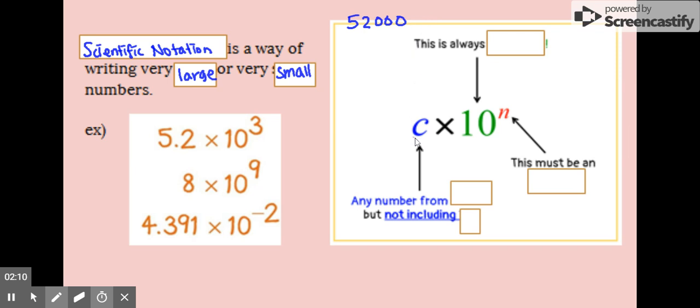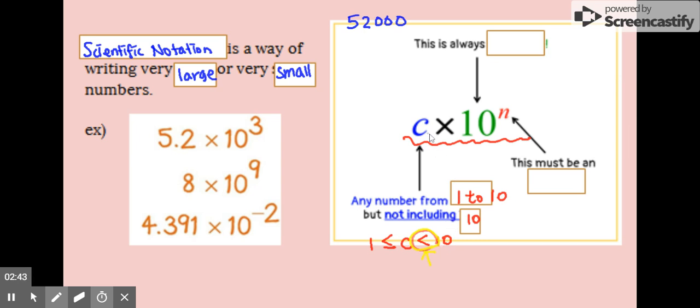So the scientific notation looks like this. We're going to write any number from 1 to 10, but it cannot be 10. So C should be greater than or equal to 1. It can be 1, but it cannot be 10. So be careful there. This should be not including 10.